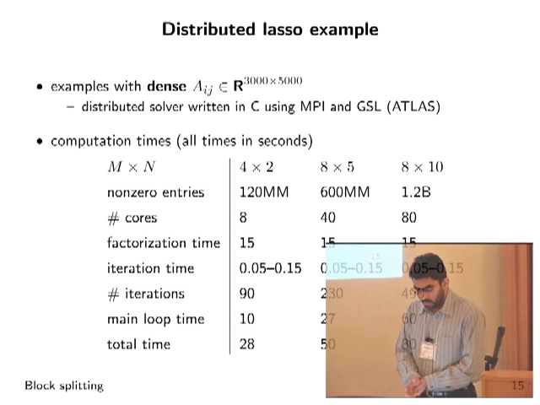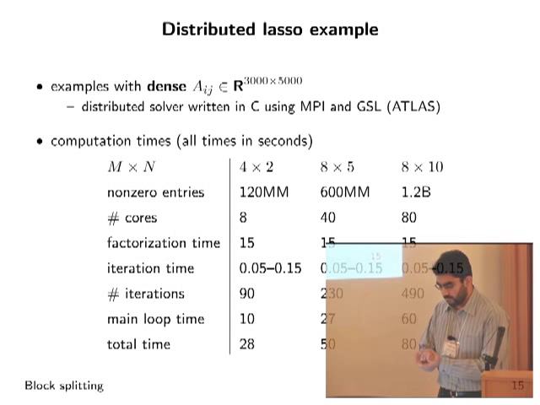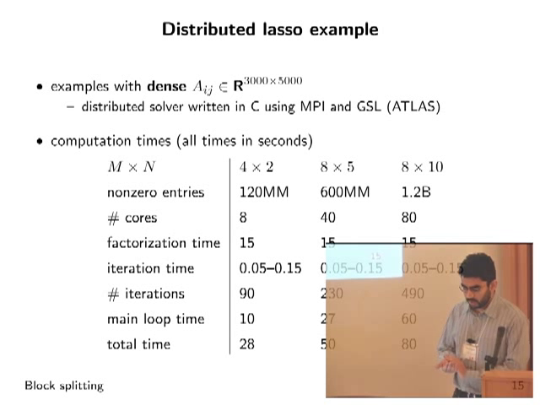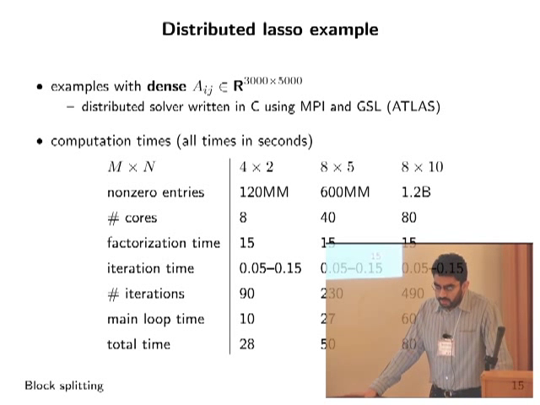So here's a numerical experiment. Here we're just doing it with dense matrices. I mean, you can obviously do everything with the sparse feature matrix, but this is just to emphasize that the scaling doesn't rely on sparsity or anything like that. So each A_ij is a 3,000 by 5,000 dense matrix. And this solver is written in C, using MPI for the communication and the GNU Scientific Library for the linear algebra. And this is all done on Amazon EC2. And we can talk a little bit more about that if anyone is interested.